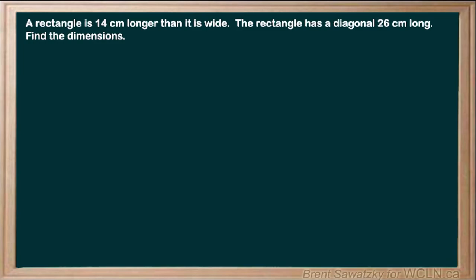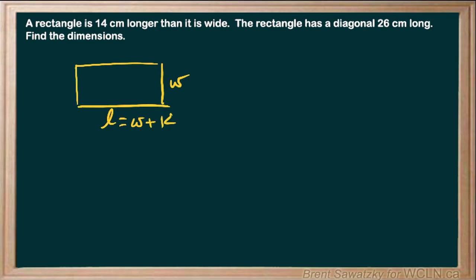Okay, so we have a problem here, not specifically an optimization problem, but it uses similar tools. They're asking about a rectangle that is 14 centimeters longer than it is wide. What I would start off with is just a quick diagram. So we have our rectangle here, and we can say width W and length L. We're told that the rectangle is 14 centimeters longer than it is wide, so another way of writing L is W plus 14.